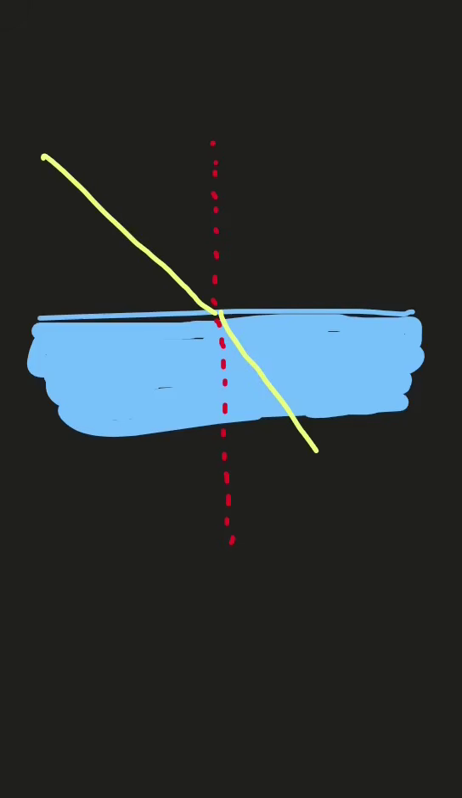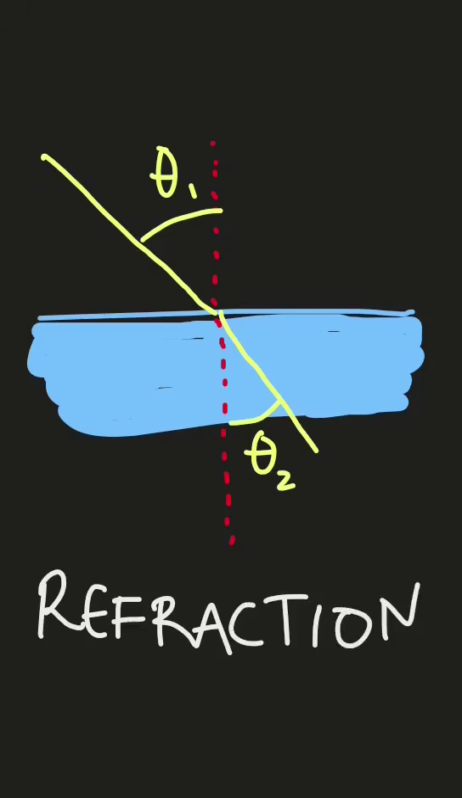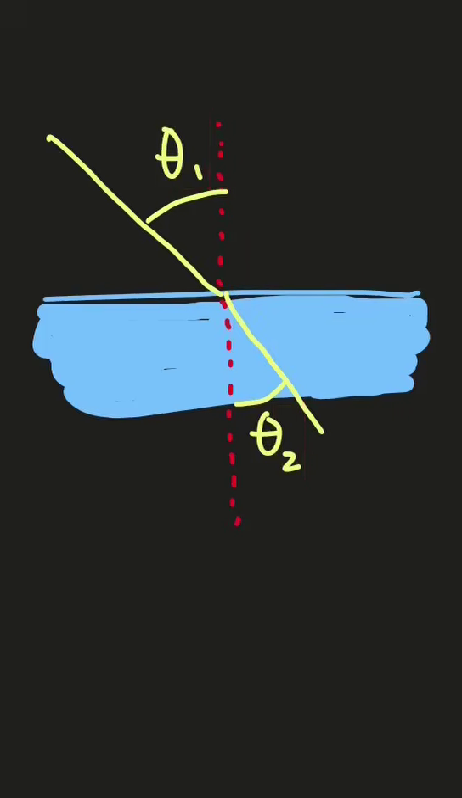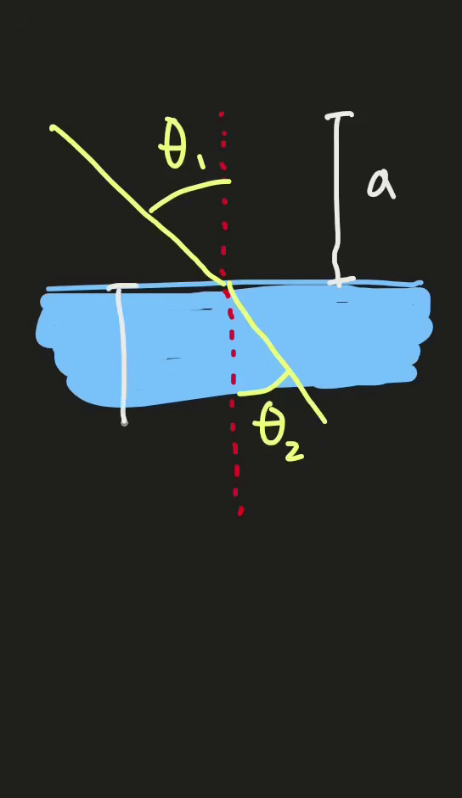Because of this bend, we characterize this angle as theta 1 and this angle as theta 2. This phenomenon in daily life we know as refraction of light. Next, we need to know the relation between these two thetas. We set this vertical length part as A and this part as P.